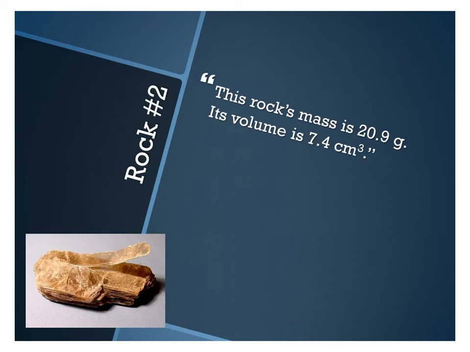Our second rock's mass is 20.9 grams. The volume is 7.4 centimeters cubed. So again, start out writing the formula. Plug in your numbers. You've got mass of 20.9, you're dividing it by 7.4. When you do that math, you end up with 2.82 grams per centimeters cubed.